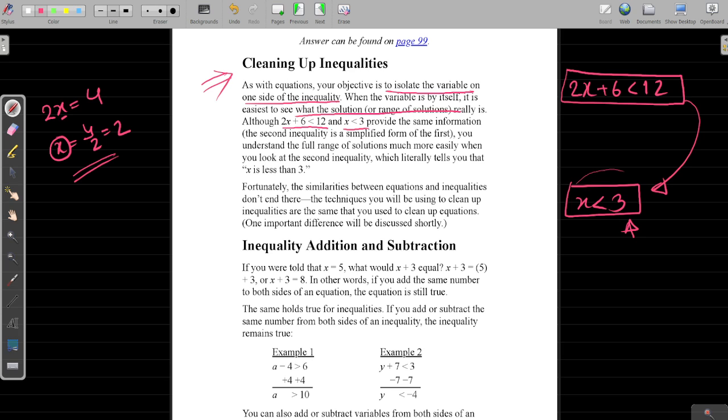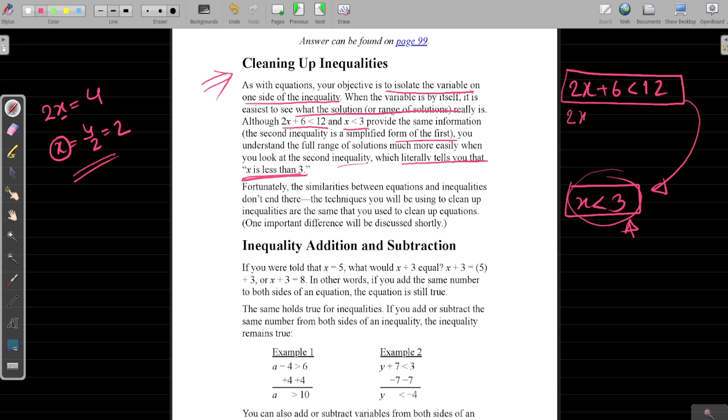Why? Because it is in the simplest form. Whenever you find any kind of equation in simplest form, that will be very easy. Although 2x plus 6 less than 12 and x less than 3 provide the same information, the second inequality is the simplest form of the first. You understand the full range of solutions much more easily. When you look at the second inequality, it literally tells you the main solution, that means x less than 3. How can you find this one?